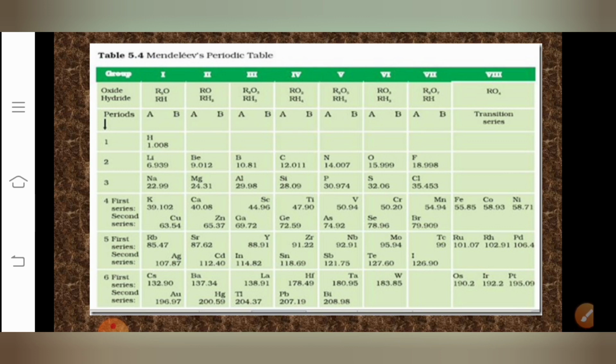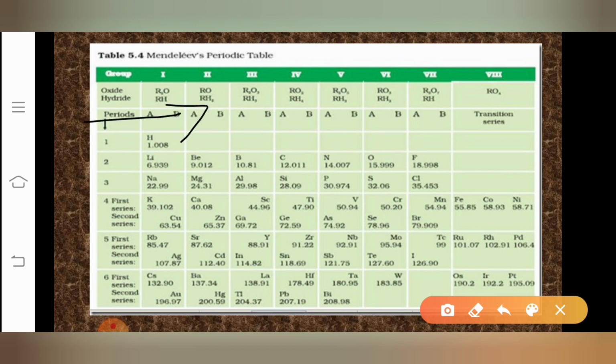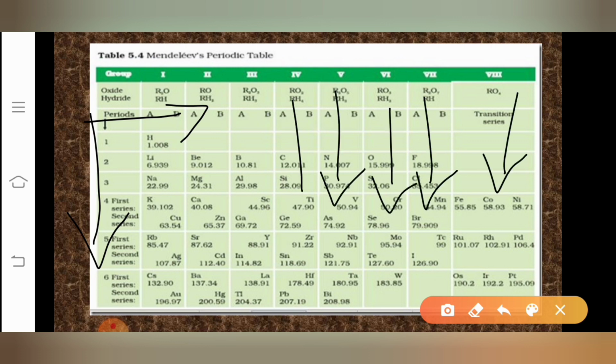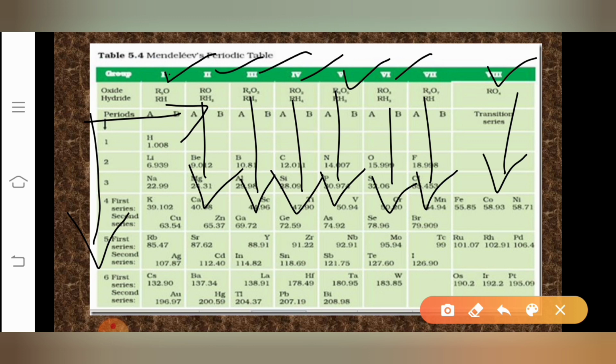And if you see, there are so many rows here, right? You can see there are rows and columns here. Correct? So Mendeleev called his vertical columns groups. What are the columns? These are the columns, right? So Mendeleev called his vertical columns groups. How many groups are there? There are totally 8 groups. That is group 1, group 2, group 3, group 4, group 5, group 6, group 7 and group 8. There are totally 8 groups.